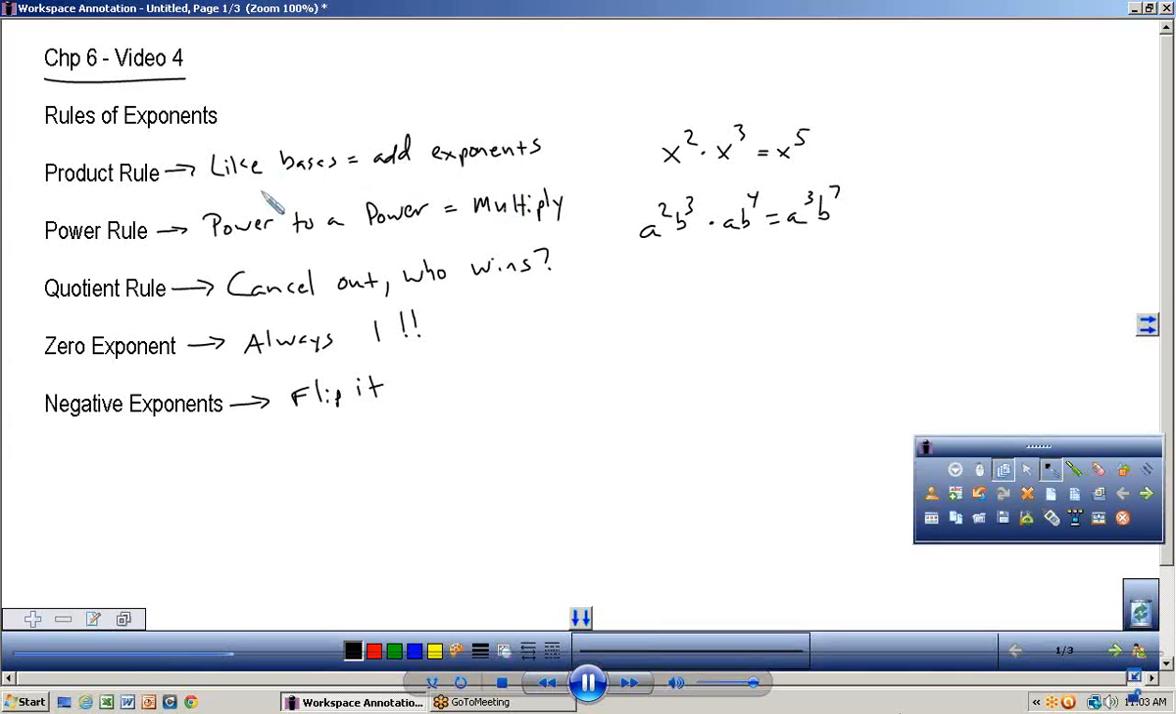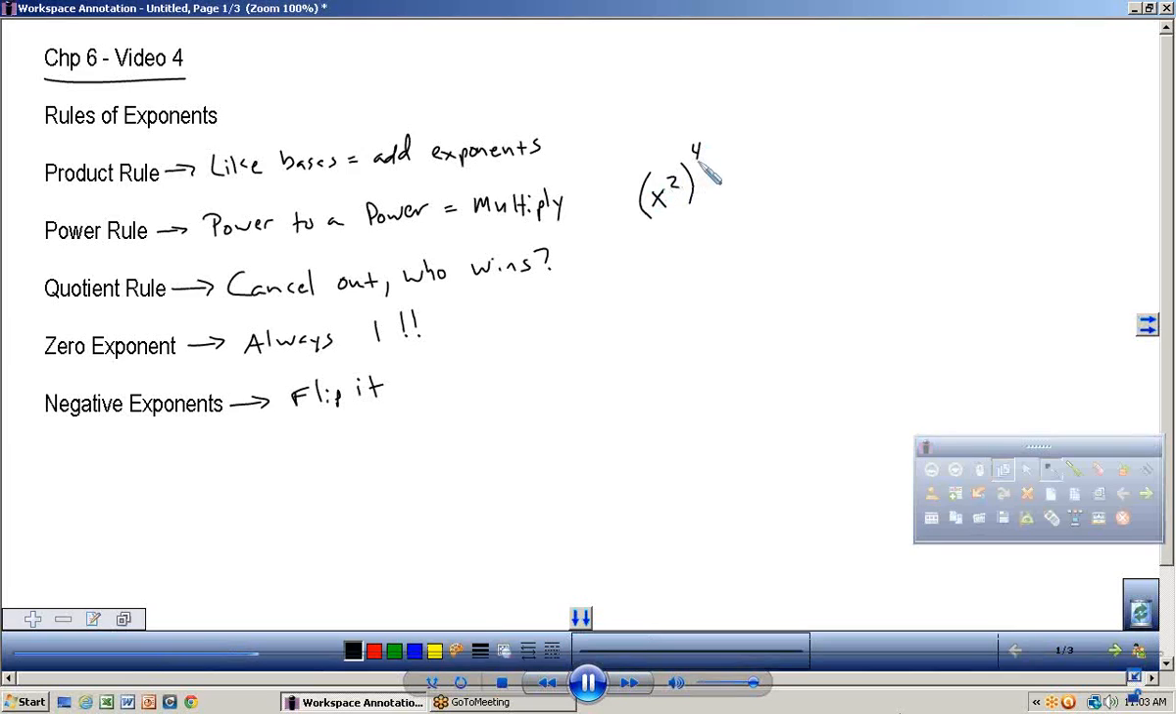Okay? Next, we're going to have the power rule. The power rule means if you see a power to a power. Here's what a power to a power looks like. It's like x squared to the 4th power. Now, I don't see like bases. There's not a second base. I only see one base, an x. So if I have a power to a power, I multiply the exponents. This is going to be x to the 8th.